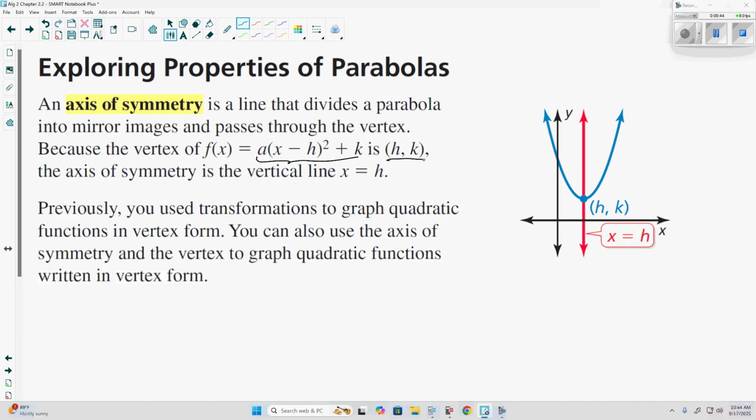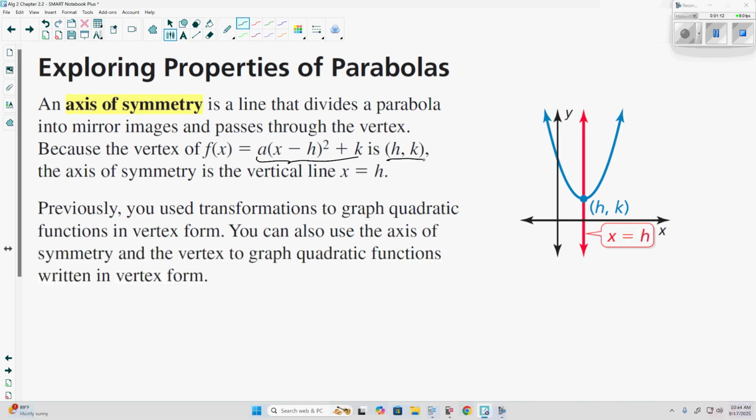So the vertex, we talked about it a little bit yesterday. It is the point h comma k. H comes from inside the parentheses, and our k is what's added on to the end. And the axis of symmetry is a line that's going to cut the graph in half. So every point to the left and right of this line will be equidistant from it. So everything's going to be mirrored across this line.